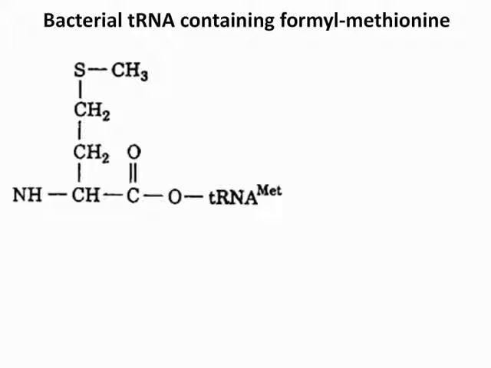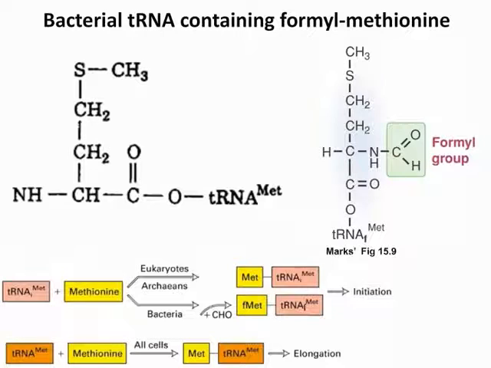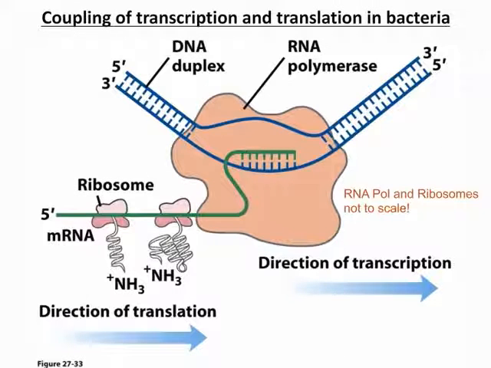So this slide wasn't tested on. It's just showing that in prokaryotes, they contain formyl methionine as their first amino acid. So here's another key difference. In prokaryotes, transcription and translation can occur simultaneously, but in eukaryotes, transcription has to happen first and then translation follows.